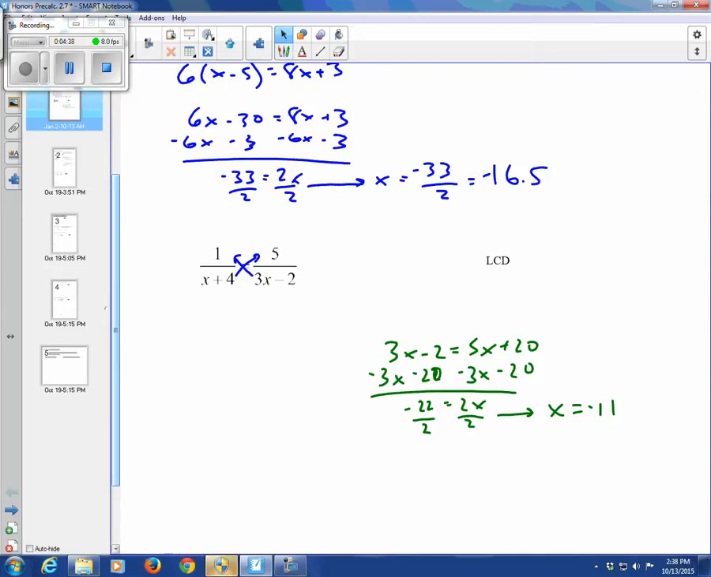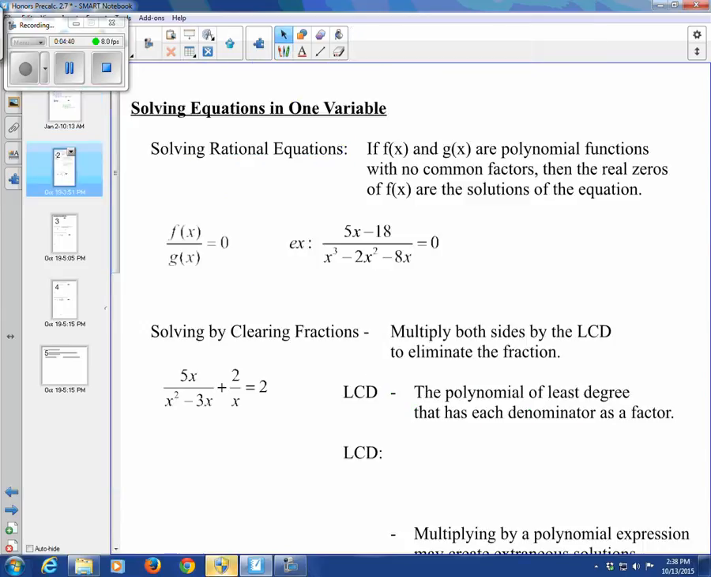Okay, so let's talk about some other rational equations here. Solving for equations in one variable. So solving a rational equation, if f of x and g of x are polynomial functions with no common factors, then the real zeros of f of x are going to be the solutions of the equation. And right here we would have f of x over g of x. And really what we're saying here is we've got one rational expression equal to 0, right?